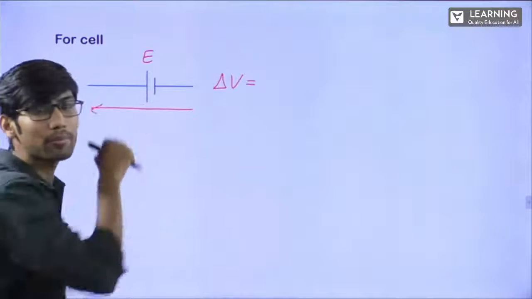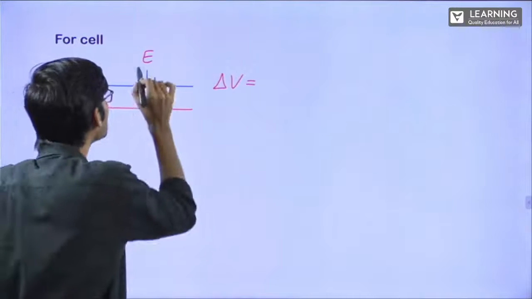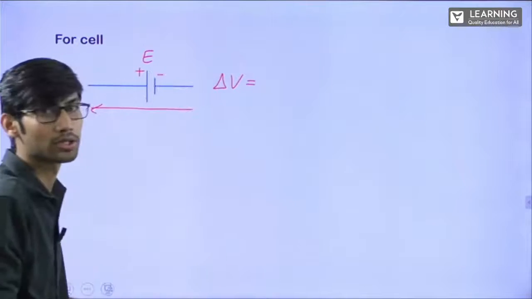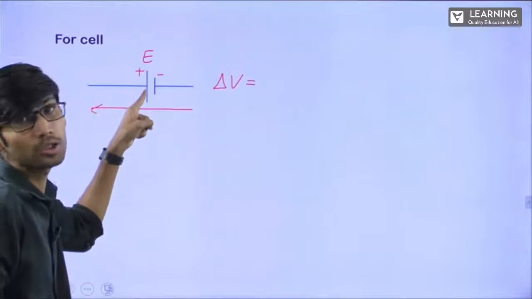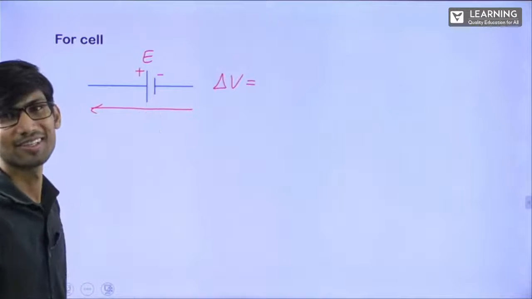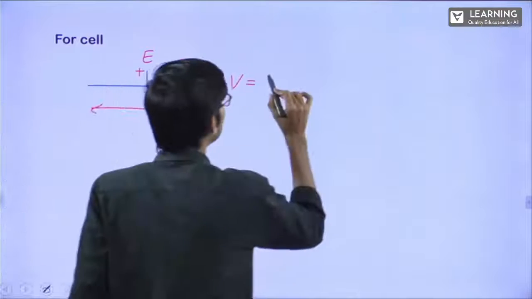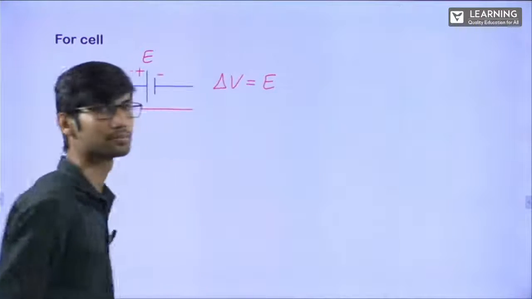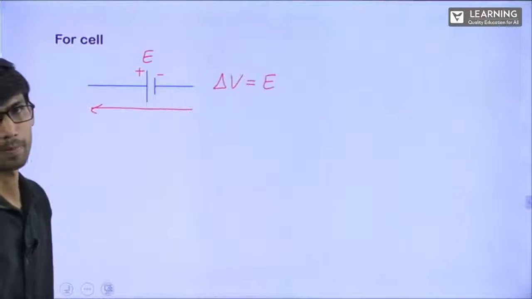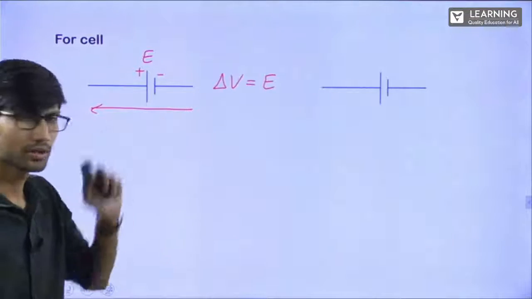Here, potential drop is happening or gain is happening. This is at higher potential, this is at lower potential. We are moving from lower potential to higher potential. Potential gain, right? This will be plus E. Plus E.